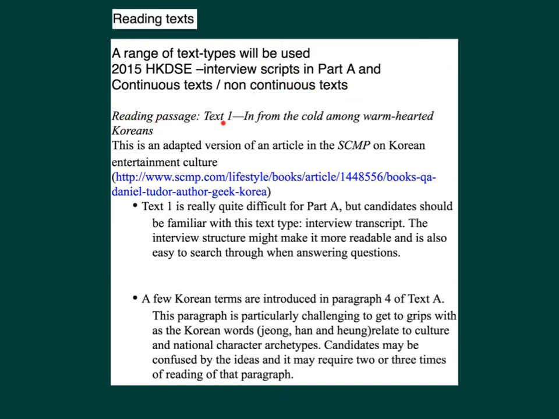Reading passage Test 1 is From the Cold Among Warm-Hearted Koreans. This is an adapted version of an article in the SEMP on Korean entertainment culture. Test 1 is really quite difficult for Part A, but candidates should be familiar with this test type, an interview transcript. The interview structure may make it more readable and it's also easy to search through when answering questions.